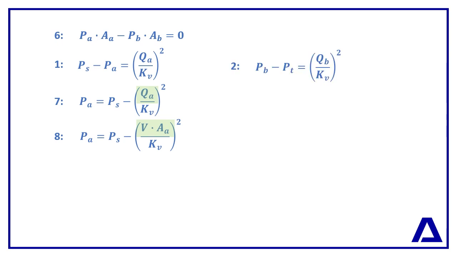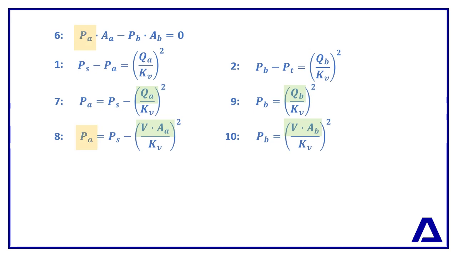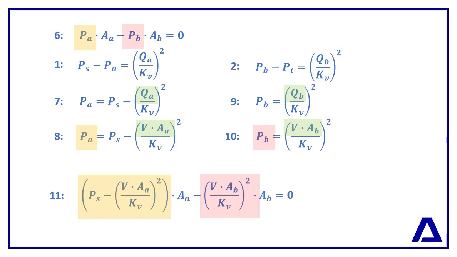For PB, we do the same. Back to equation 2. Since pressure tank is equal to 0, it becomes pressure B equals flow B divided by valve constant squared. Substitute QB with velocity times area B, and equation 9 becomes pressure B equals velocity times area B divided by the valve constant squared. Now, back to equation 6, we substitute PA and PB from equations 8 and 10, and it becomes equation 11.